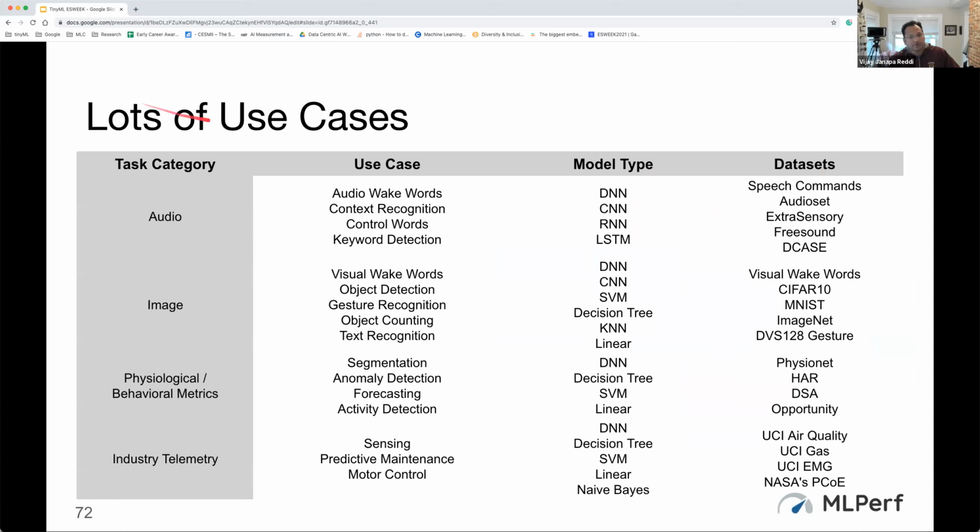First and foremost, if you look at the use cases that we have in the TinyML context, you've got to think about it from the sensor perspective. You have audio sensors, image sensors, and telemetry sensors, and all of them have many different use cases and use many different types of machine learning methods. Not everything is deep learning, as I've been talking about. There are actual ML-based methods that are also used, and lots of different data sets associated with all these tasks.